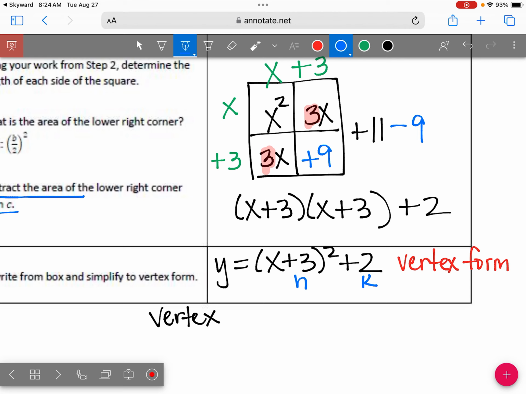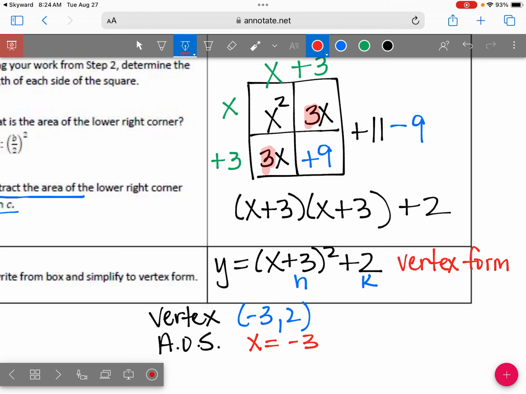Yeah, okay. H and K is whatever you see here, but H is the opposite. So that's why Miss Guyman says opposite, because H is opposite. So instead of H being positive 3, it is a negative 3. K is 2, so that's your vertex. And then the axis of symmetry is always x equals the first number in your vertex, which is negative 3.